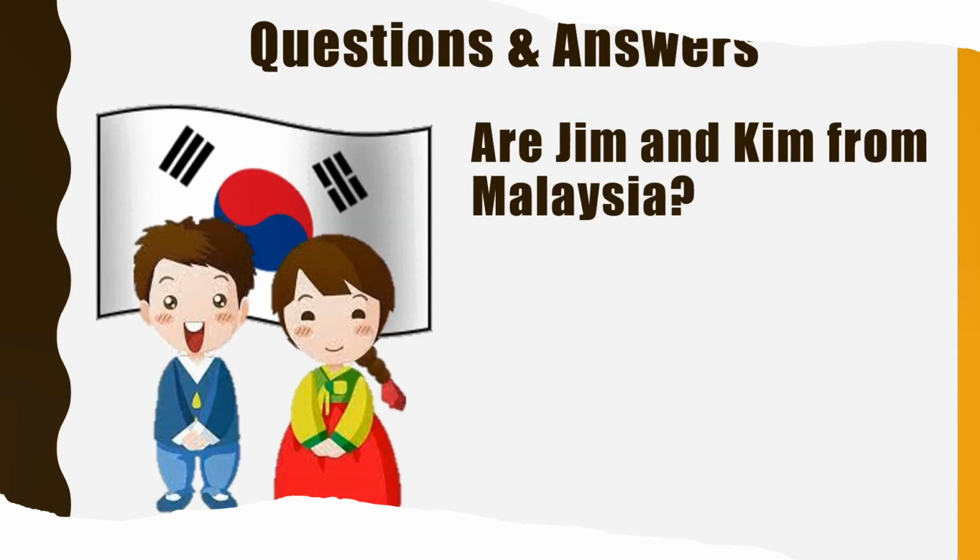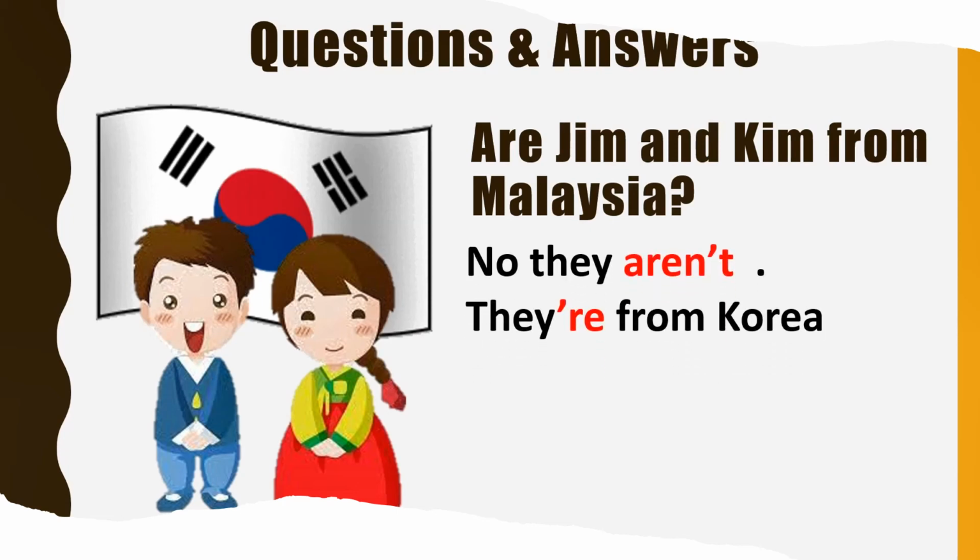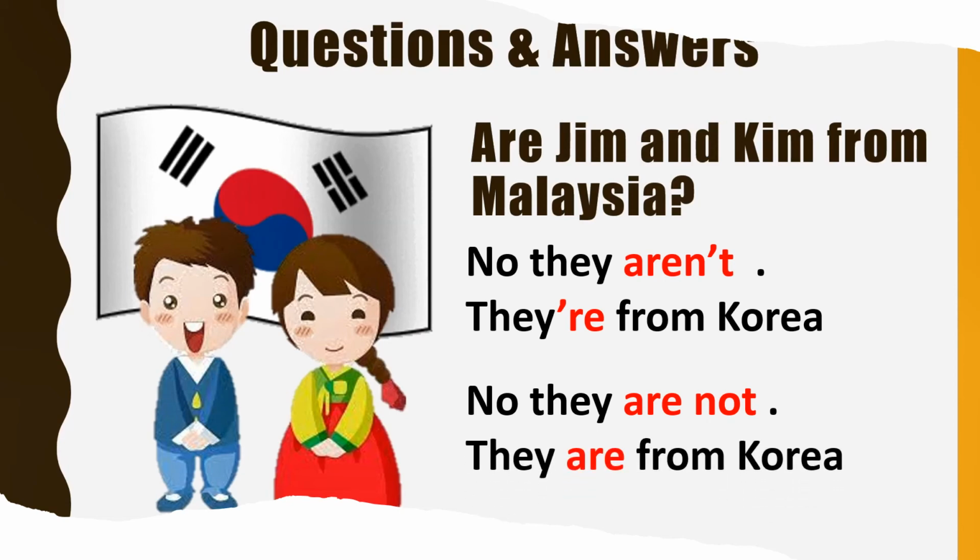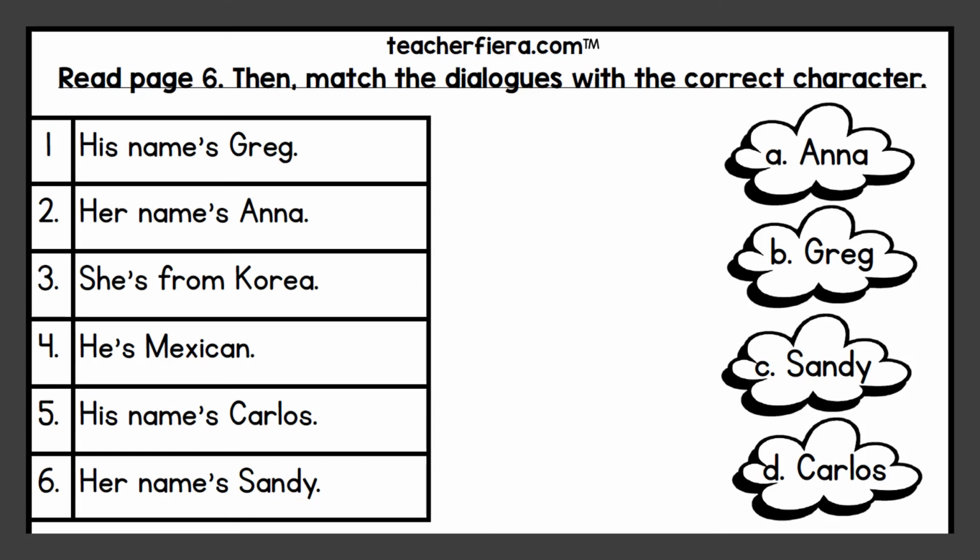are Jim and Kim from Malaysia? Look at the flag. Is it a Malaysian flag? No. So the answer should be no, they aren't. They are from Korea. Or you can just say no, they are not. They are from Korea. Okay, so you have watched the video of Greg, Anna, Sandy and Carlos just now. So now what you need to do is you need to match the dialogue with the correct character. Okay, so number 1, his name's Greg.